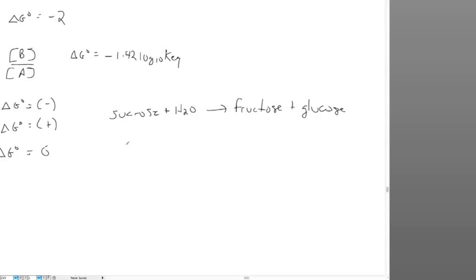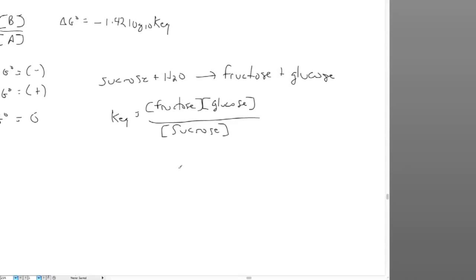So we can calculate the KEQ by writing this equation. KEQ equals the products, so fructose times glucose, because there are two products here, we multiply them, divided by sucrose. And let's just say, for example, I gave you a hypothetical number that the KEQ here is 140. So what that means is that at equilibrium, there's 140 times more product than there is reactant. This tells you that this reaction is probably going to be favorable in that direction.